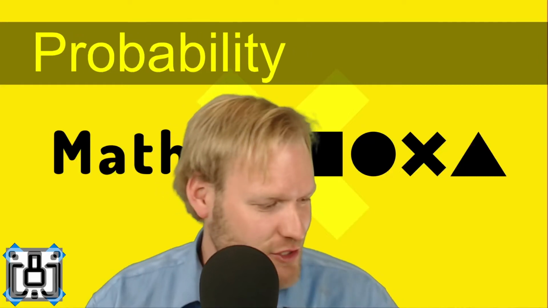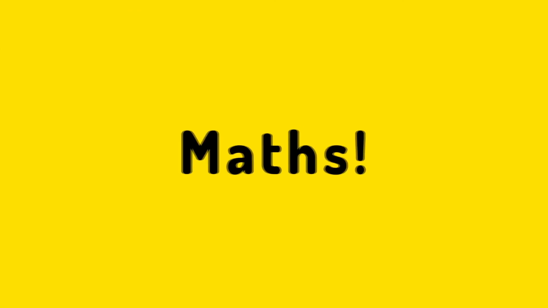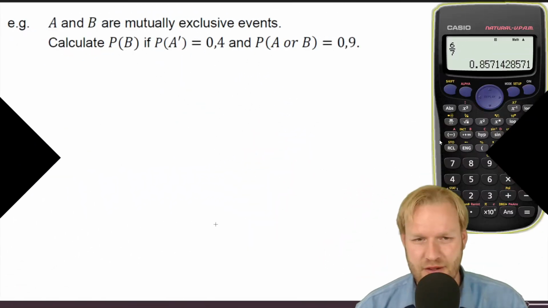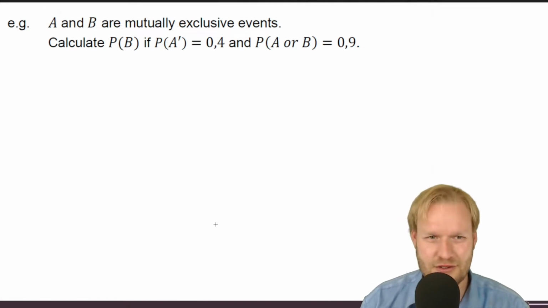Okay, let's continue where we were. We've got another example, and we're going to look at it with the formula and a bit visually. So there's our thing. We don't need our example. I need our calculator. So A and B are mutually exclusive events.